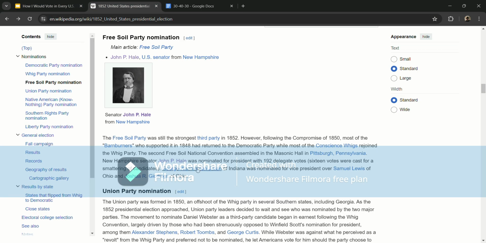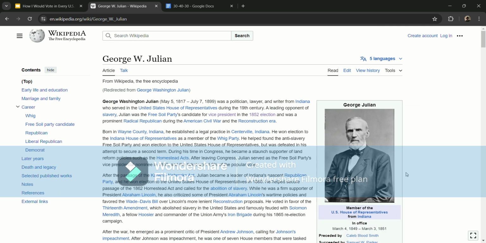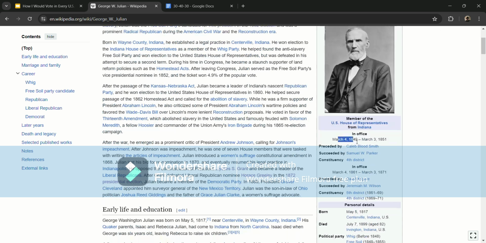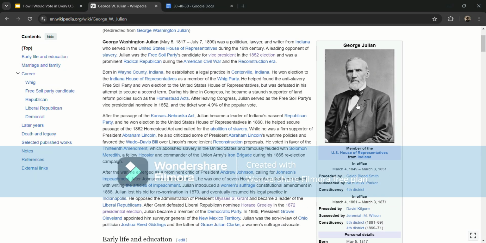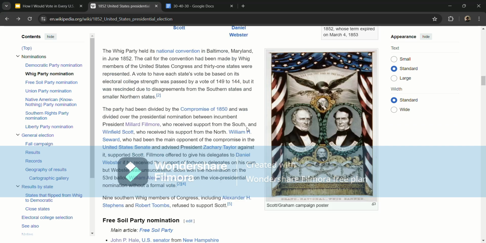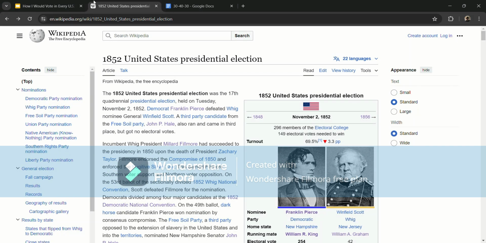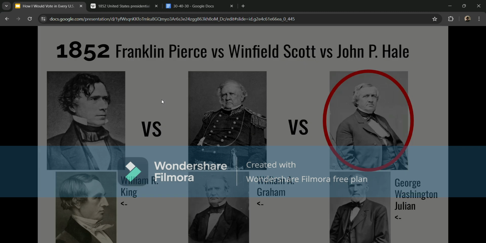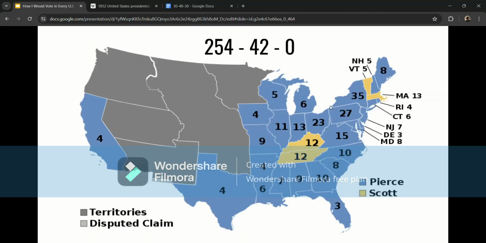And of course, his running mate was George Washington Julian. No relation, of course, to George Washington himself. Was a representative from Indiana. Don't really know much about him, but at least he was a northerner who definitely balanced the ticket well. So, yeah, my vote in 1852 would have gone to John P. Hale, because I don't like Winfield Scott at all, and Franklin Pierce's Southern sympathies just wouldn't have done it for me.